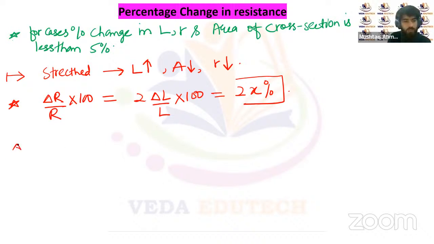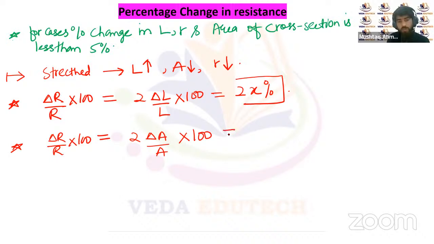Similarly, if the area of cross section is changed by some x%, then the percentage change in the resistance will be twice delta A upon A multiplied by 100. So if the area of cross section is changed by x%, then the percentage change in resistance will be twice x%.